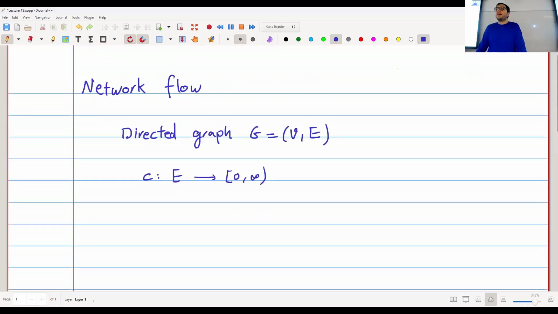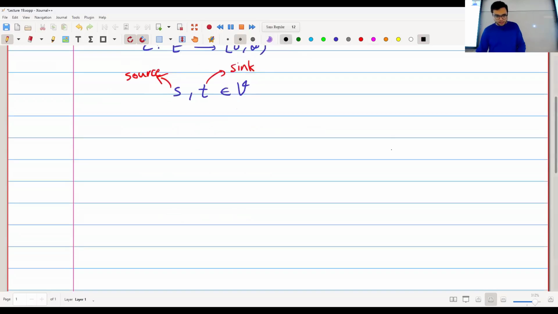And then I also say that I have two particular vertices that I care about. I have a vertex S and a vertex T. These are in my set of vertices, and I call S my source, and T is my sink. Okay. Let me give you an example. Let's say that this is my graph. So I have vertices A, B, C, and D. And let's say I have these edges.